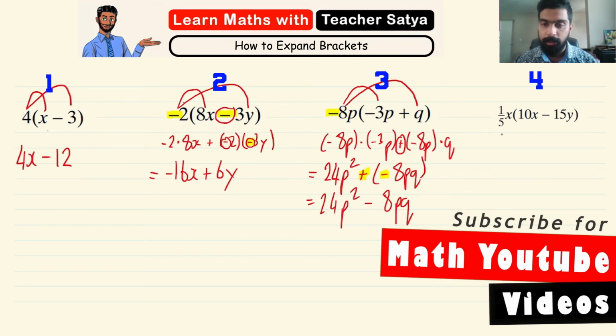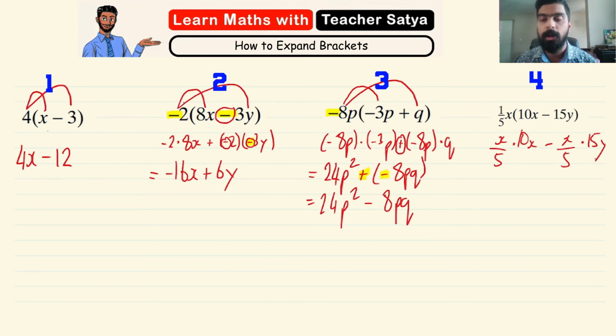So what would we have here? We have x over 5 multiplied by 10x minus x over 5 multiplied by 15y. If you take a look here, we can simplify the 5 and 10. So 5 will change to 1 and 10 will change to 2 here, and here 5 will change to 1 and 15 will change to 3. So our denominator is 1. Now you can either simplify it, or you can first multiply the numerator with the numerator and then divide by 5. The final answer would be the same.